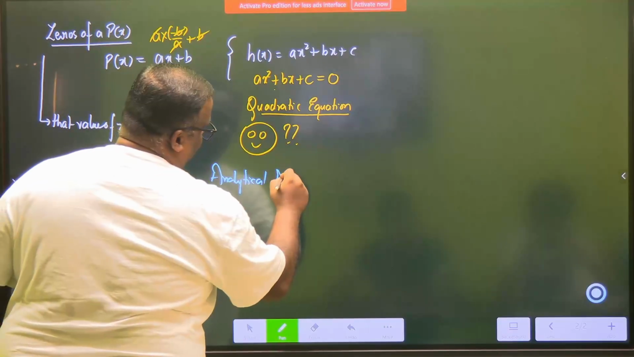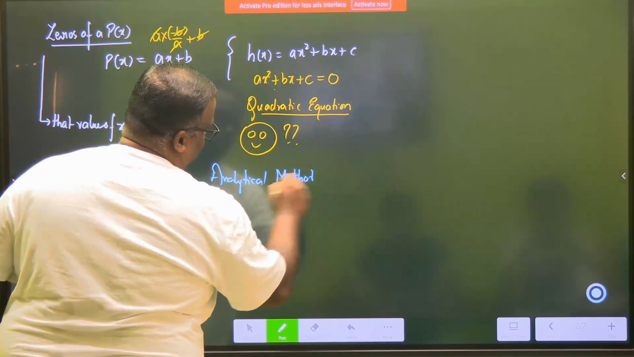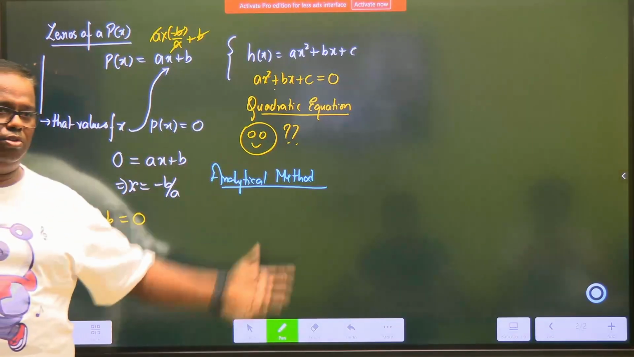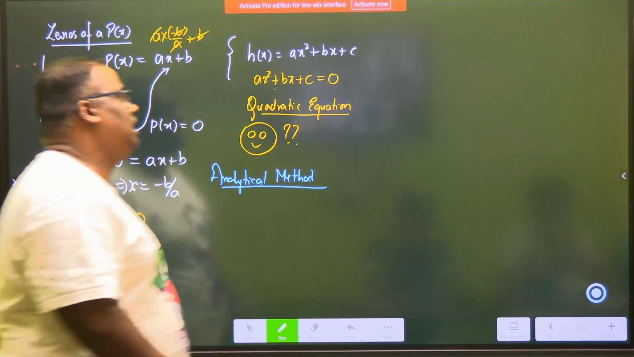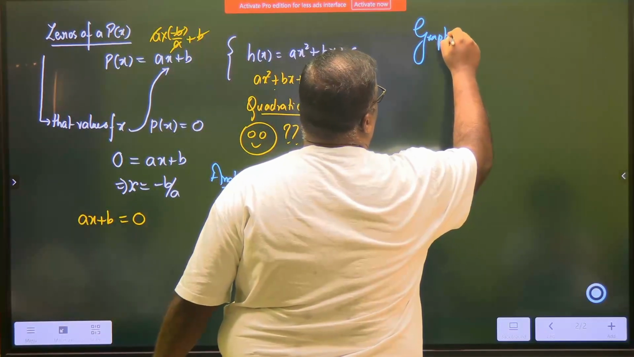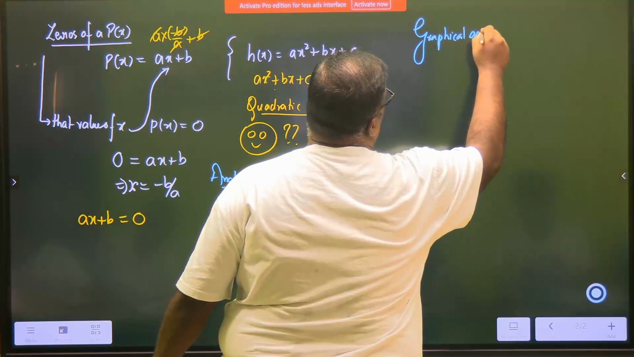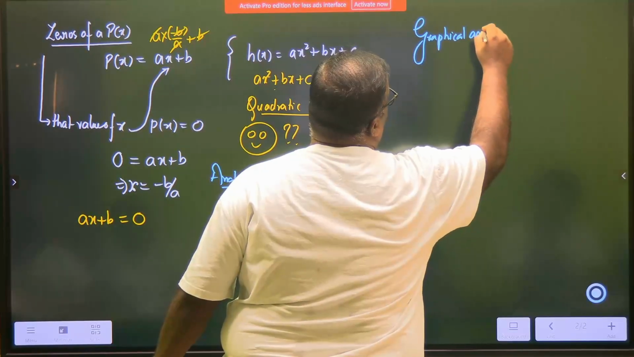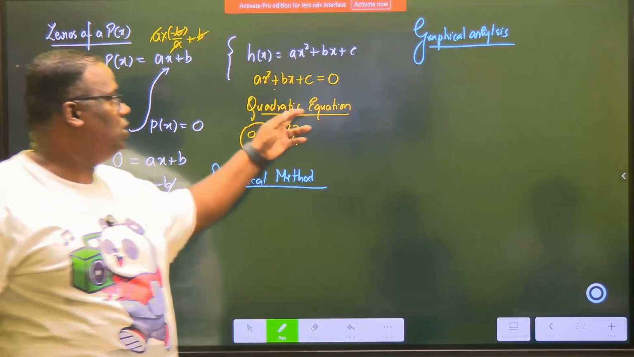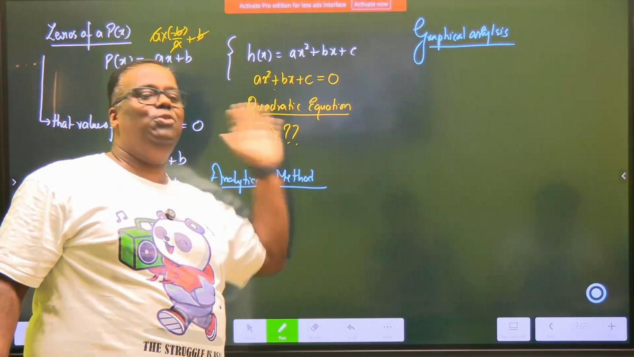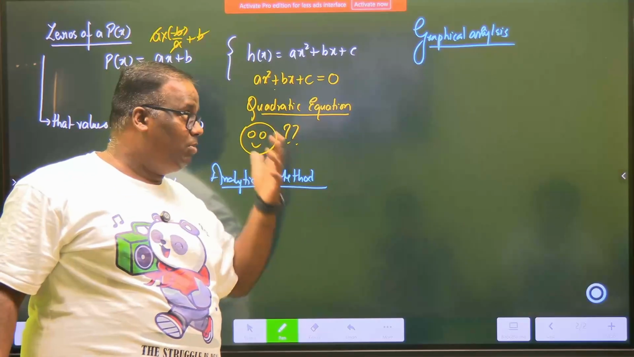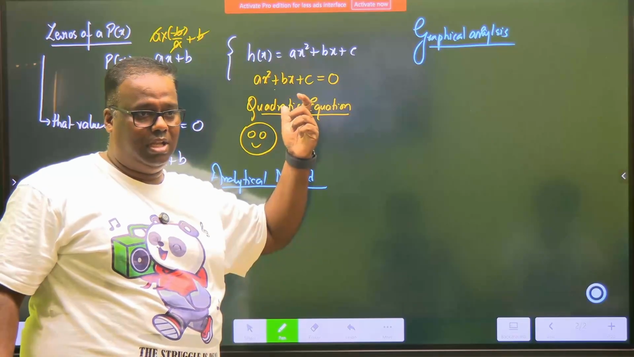Analytical method of finding zeros. Are you drawing any graph to find a zero here? No, you are not doing any graph. But there is another technique, also known as graphical analysis, and according to me, this is the most interesting and nice one. To solve this equation by graph, you need not know how to solve a quadratic equation, yet you can get your answers, right? So our chapter initially will focus on graphical analysis.